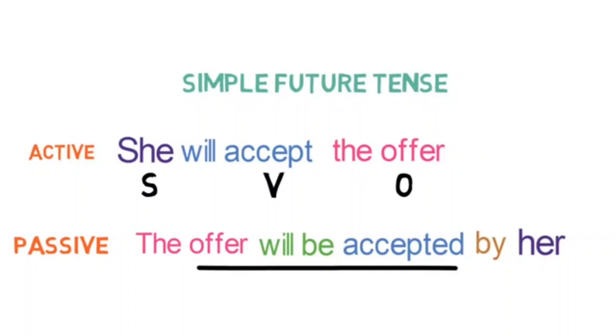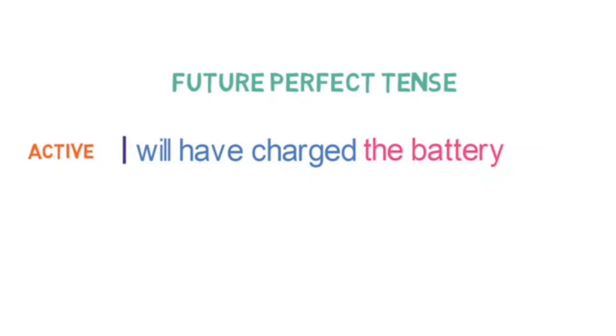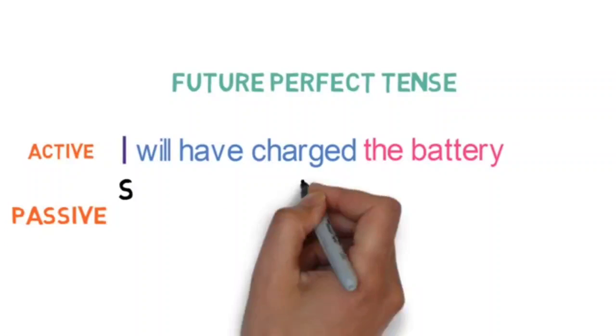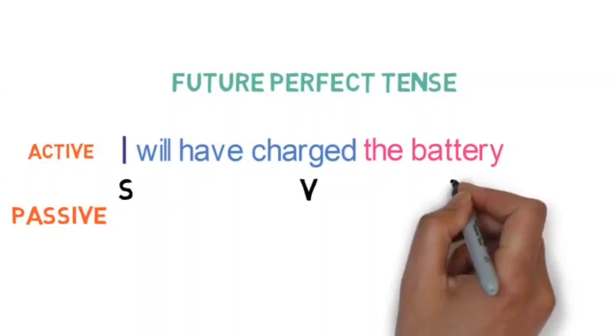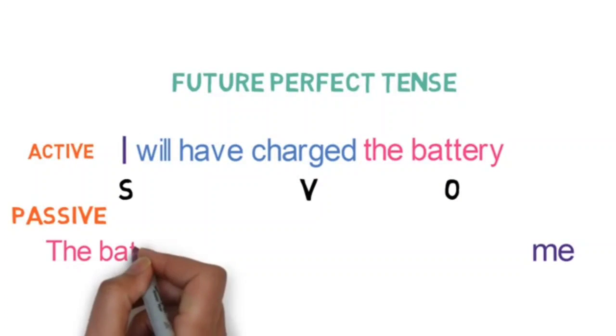Children, let's see the next example for the tense, future perfect tense. In active, the sentence is I will have charged the battery. In passive, you have to find out first the subject, verb and object. So I is the subject, charged is the verb and the battery is object. Now swap the subject and object. The battery is the subject, I should be changed into me as it is a pronoun.